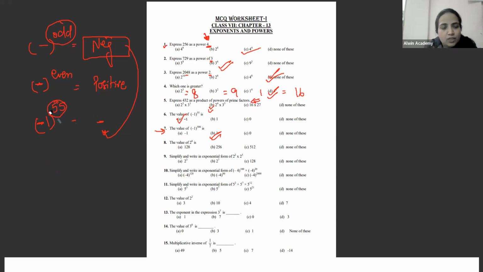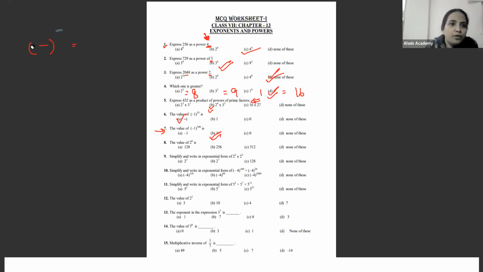Now we're doing question number 8. 2 to the power 8. What is 2 to the power 8? You have to learn the milestone. I have already shared all those with you. Let me write it once again for you. 2 to the power 2 is 4. 2 to the power 3 is 8. 2 to the power 4 is 16. 2 to the power 5 is 32. 2 to the power 6 is 64. 2 to the power 7 is 128. 2 to the power 8 is 512.